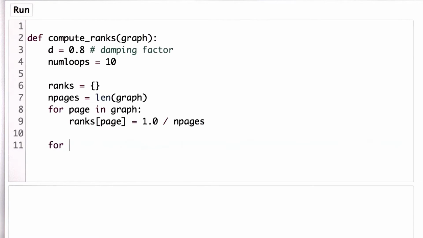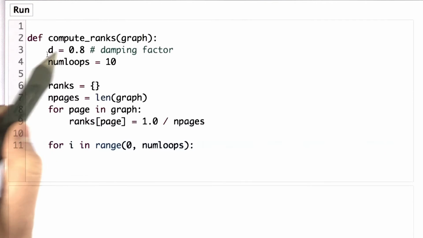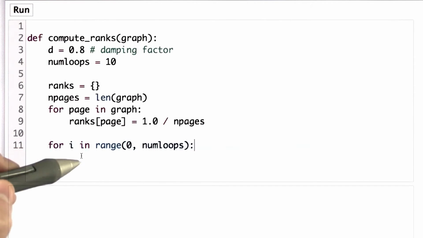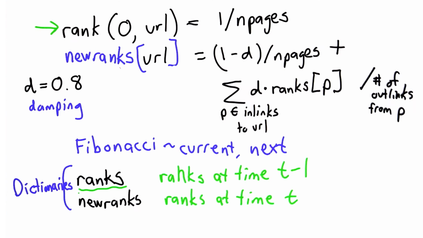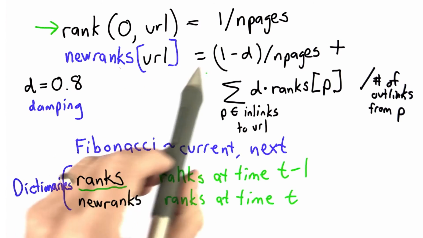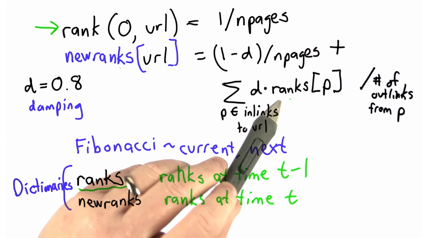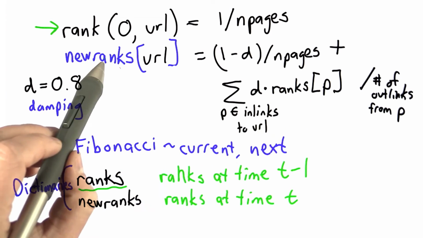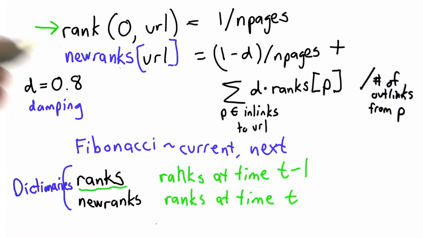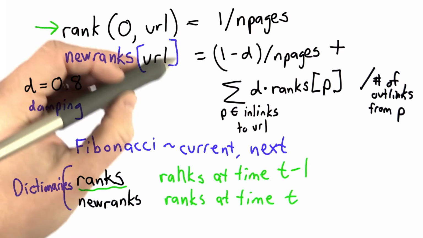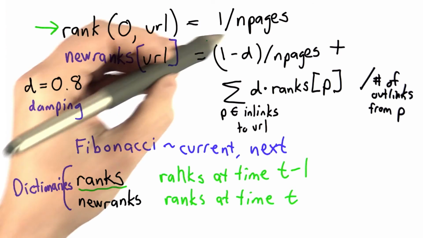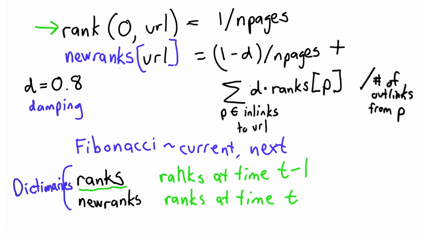We need a loop that's going to go through the number of times of num loops. Each time through this loop, what we want to do is update the new ranks based on this formula using the old ranks. And then at the end of the loop, we're going to make the variable ranks hold what was previously new ranks. And that way we can keep going. Each time we're going to get a new value for new ranks. At the end of doing all the updates, we're going to update ranks to refer to whatever new ranks did.